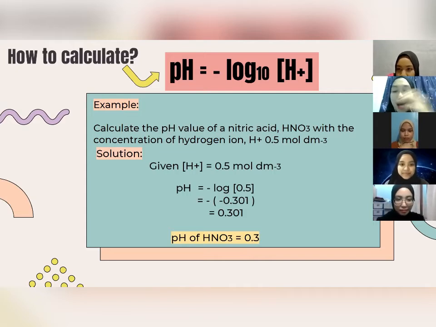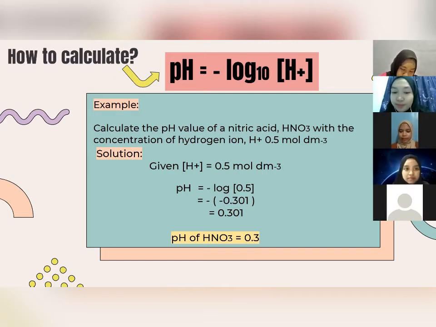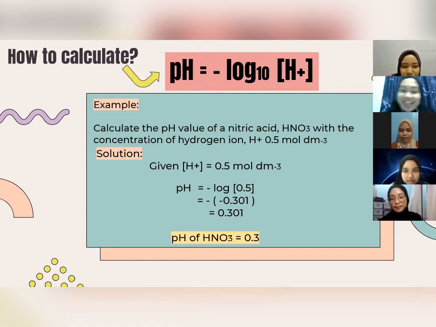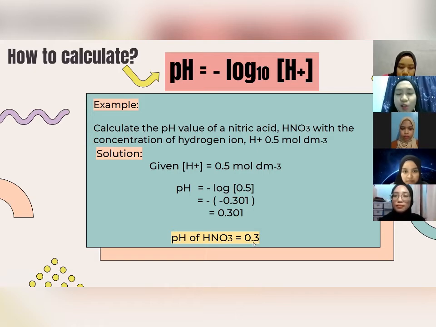Everyone, can you press the calculator? Log 0.5, does it equal negative 0.301? Yes. All right. So we have the pH value equals 0.3. So with the pH 0.3, is this solution acidic or alkaline? Acidic. All right.